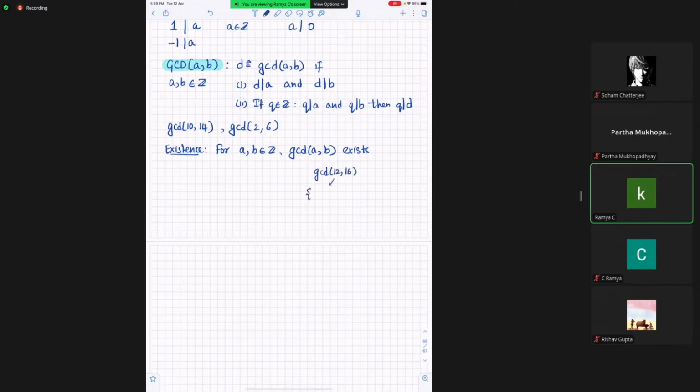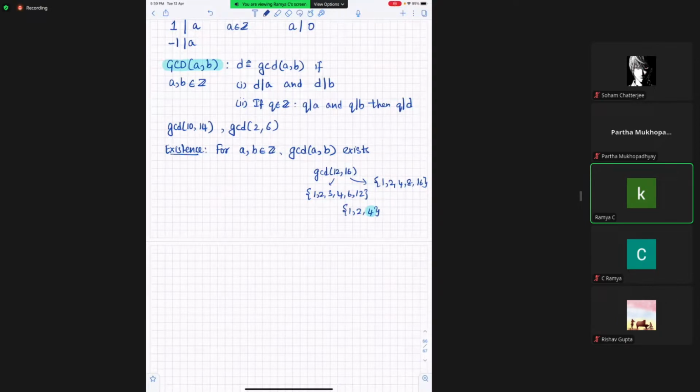look at all the divisors of 12: 1, 2, 3, 4, 6, 12. And look at the ones that divide 16. And look at the ones that are common. 1, 2, 4 are common. Of them, the largest is 4. And you say 4 is the GCD. So there is no great thing about its existence. But how does one formally prove the GCD exists?